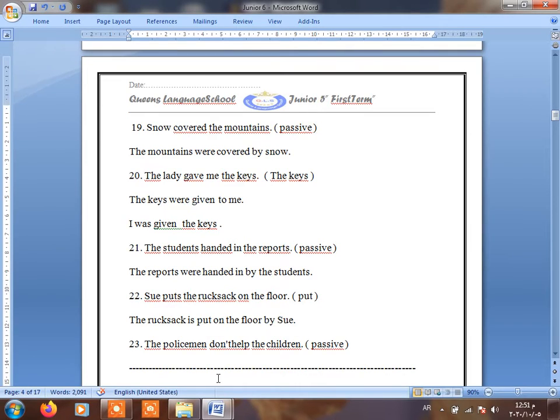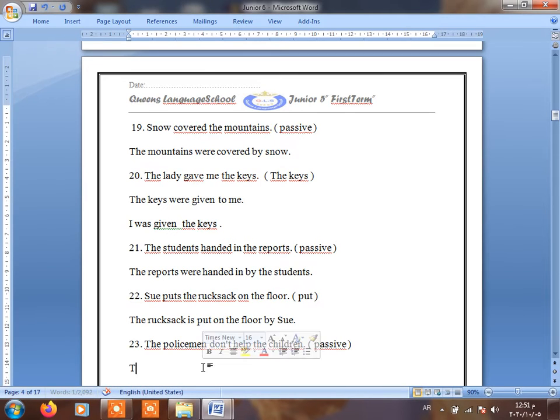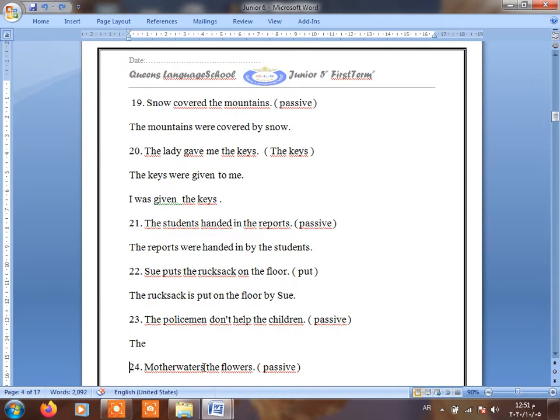23. The policemen don't help the children. So we change it to passive. The children. This sentence is in the present simple, so I have to use "are" here because "the children" is plural. So the children are not helped by the policemen.